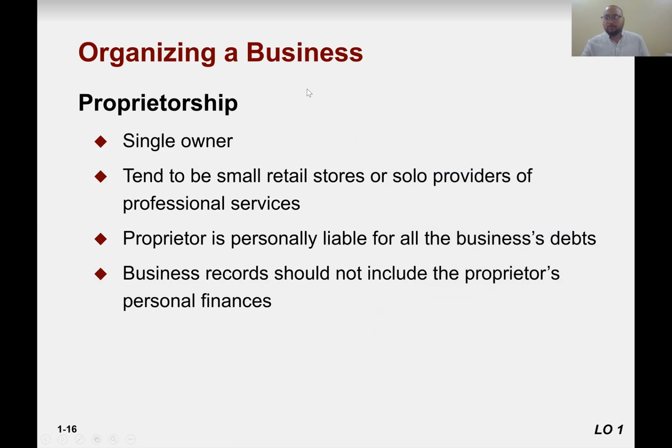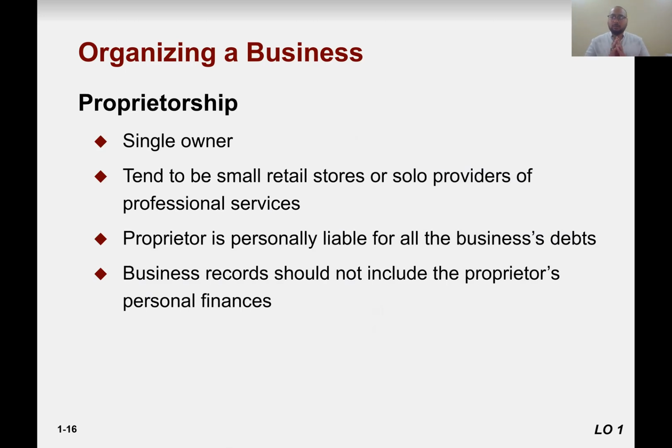So this is the complete detail about proprietorship. We have a single owner. It tends to be a small retail store, for example, a haircut place, hair salon, beauty salon, or noodle shop. The proprietor is personally liable, and the business record should not include the proprietor's personal finances. What does it mean? Even though the business and the owner are the same, the owner should not record their personal life in the business records.